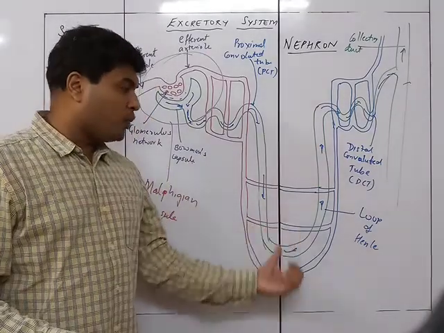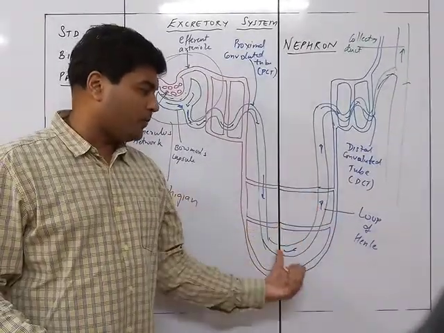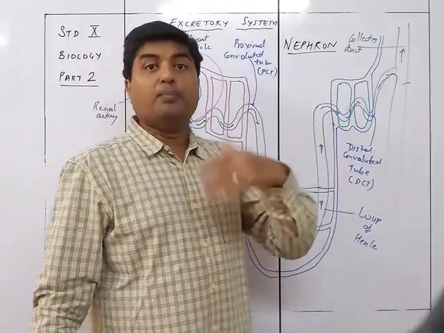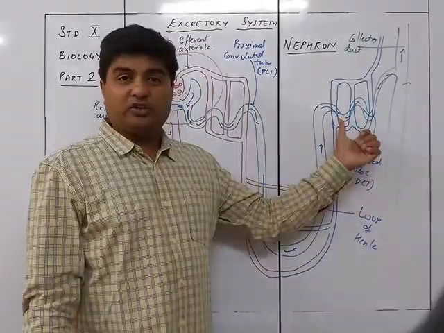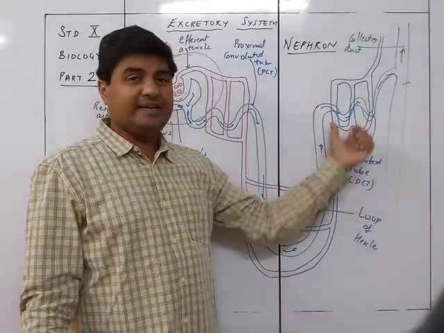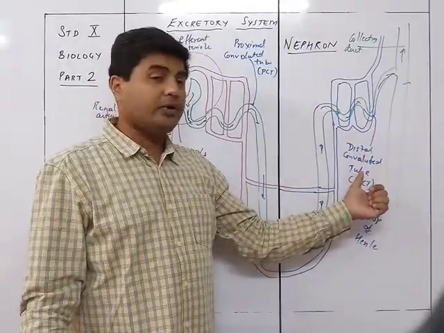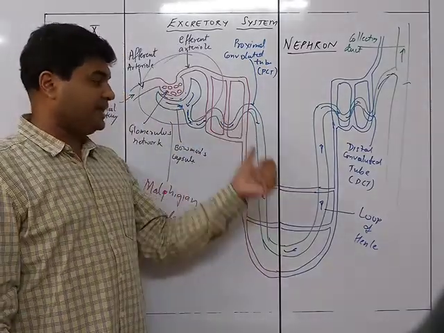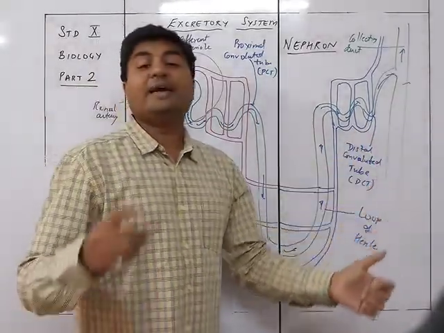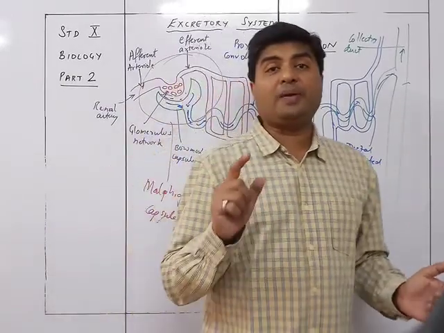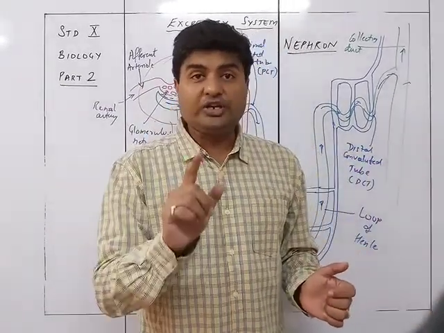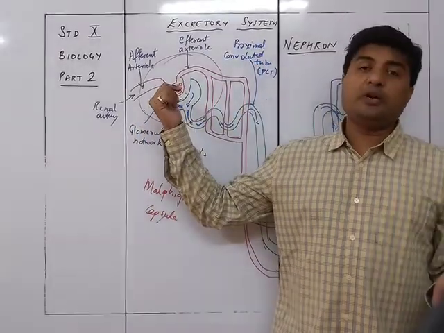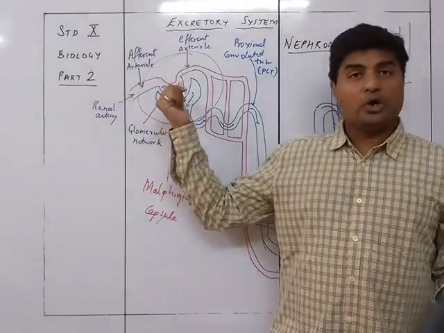Further, some more reabsorption takes place in the loop of Henle. And finally, some more water which is required for its flow will be taken in by the DCT, the distal convoluted tube. So in these three places, the PCT, loop of Henle, and DCT, there is reabsorption of the constituents of the blood which had been thrown out in the glomerular filtrate.